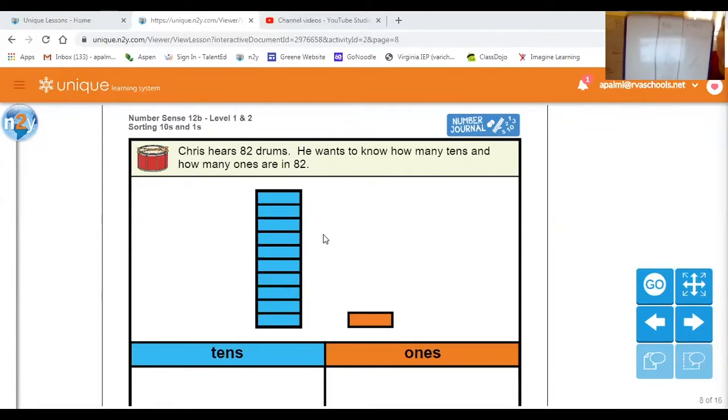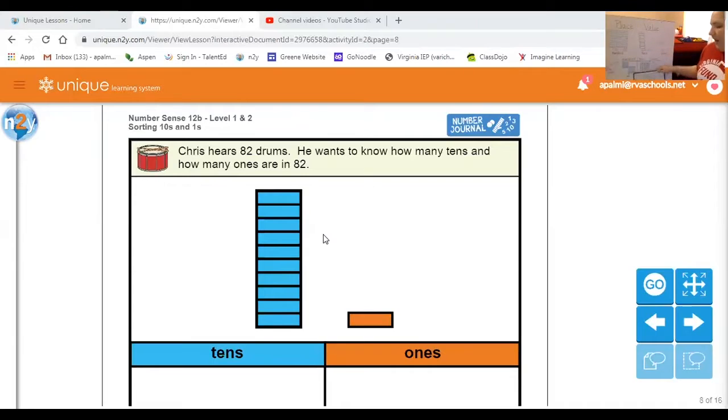Now remember, another strategy you could use is if I don't know how many tens are in 82, I could count by tens until I got to the number 80. So let's try that together. Ready? 10, 20, 30, 40, 50, 60, 70, 80. Oh, I got to 80. Let me stop and see how many tens do I need. 1, 2, 3, 4, 5, 6, 7, 8. I need 8 tens, and that's the number that I got here.